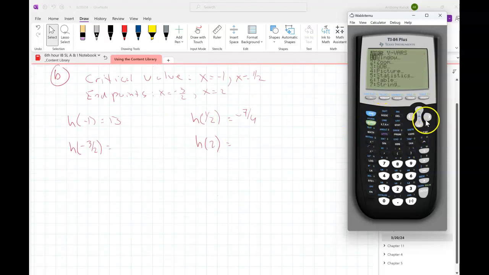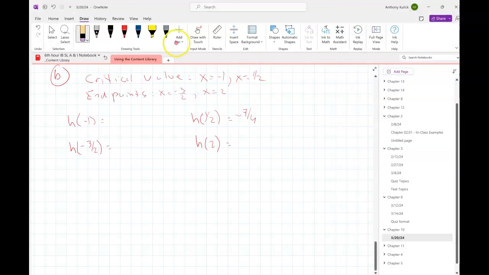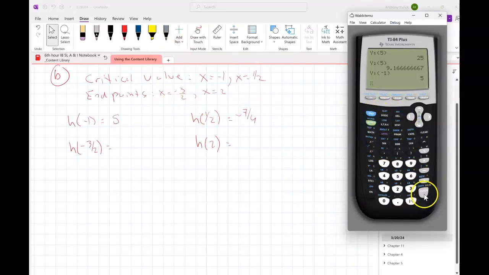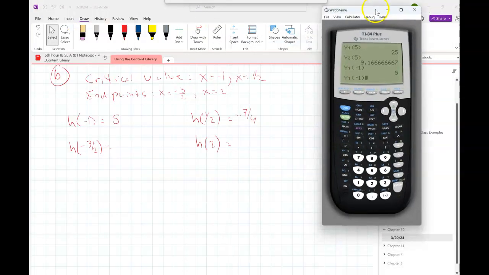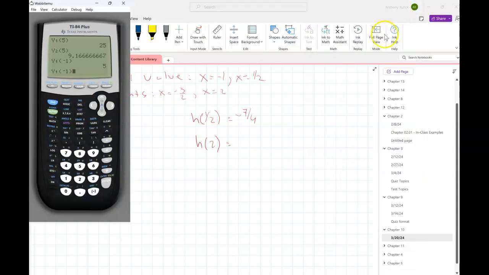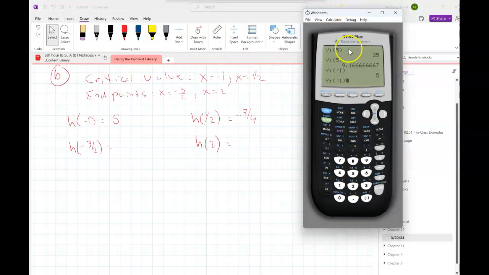So if I wanted, then I could do vars, y1 of like negative 1, just to confirm that I didn't lose my mind. Oh boy, it's not 13, it's 5. Oopsie-daisies. Good thing I double checked, huh? Arithmetic's hard sometimes, guys. Okay, you're gonna fight with me today, huh?